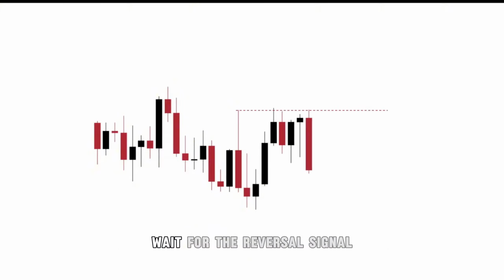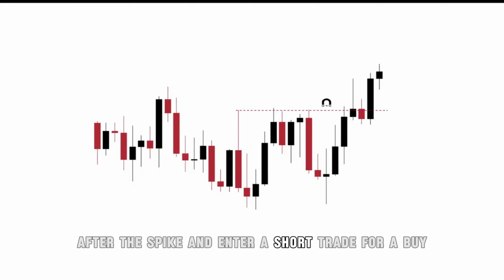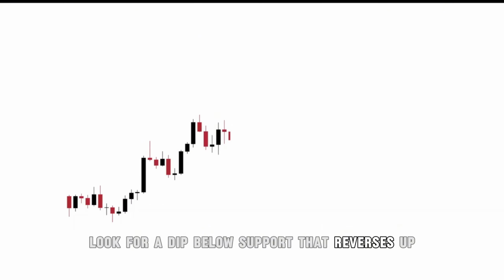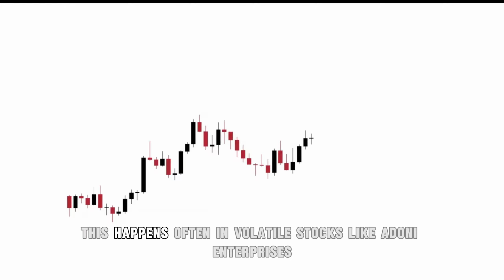To trade, wait for the reversal signal, like a bearish candle after the spike, and enter a short trade. For a buy, look for a dip below support that reverses up. Confirm with volume or candlestick patterns. This happens often in volatile stocks like Adani Enterprises.